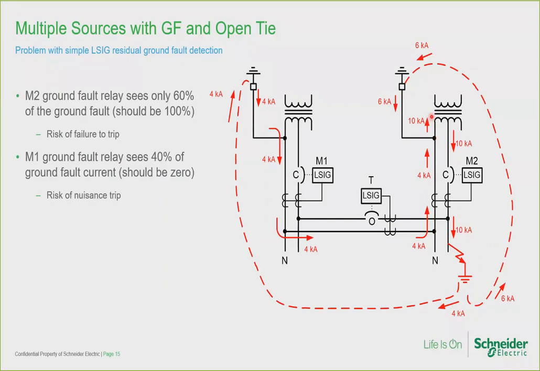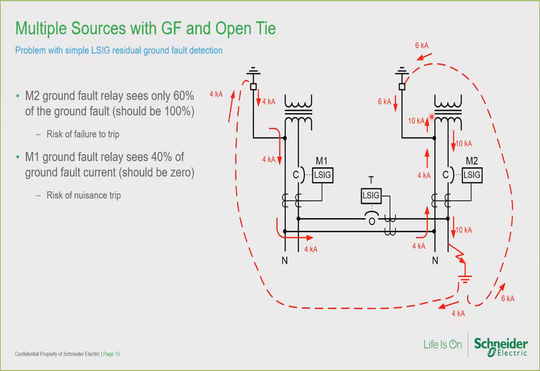The main 2 ground fault trip unit on the right senses only 60% of the ground fault. All of the ground fault current should normally bypass the M2 breaker current sensors. However, because of the parallel neutral path created by the neutral ground at source 1, 40% of the ground fault current actually flows through the neutral sensor of the M2 breaker, which the M2 ground fault trip unit would perceive as unbalanced load current. The result is that main 2 on the right may fail to trip on a ground fault.